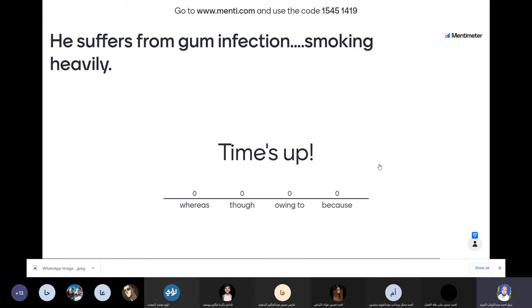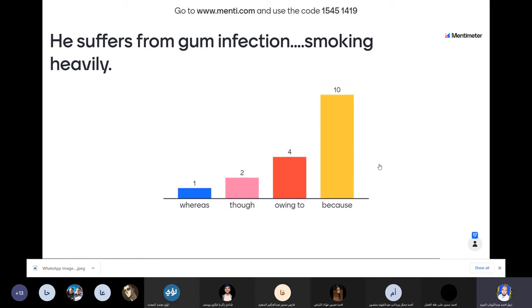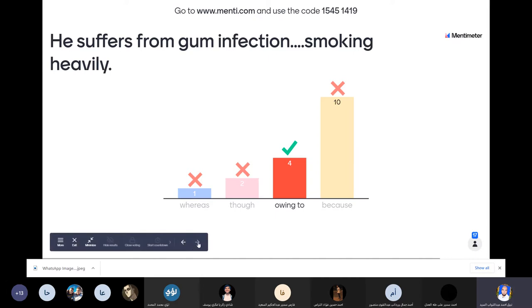هو يعاني من عدوى اللثة بسبب تدخين. Because? No, owing to. Because لازم يأتي بعدها جملة تامة. Smoking heavily دي شبه جملة. يا أما تقول because of يا أما تقول owing to. Owing to يعني سبب. يعني هو السبب بيعاني من العدوى. العدوى في اللثة بسبب التدخين. يبقى owing to smoking heavily or because of smoking heavily.